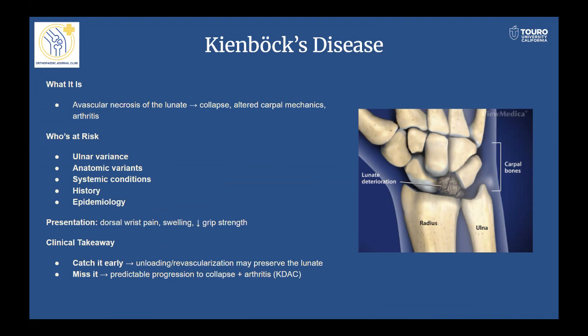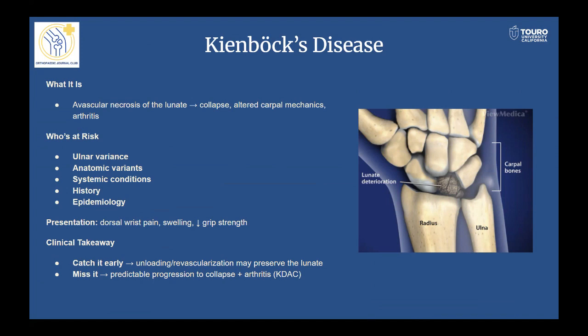Others include those with lupus or systemic conditions, history of wrist fractures or trauma, and people who are Caucasian are more likely to get this disease. However, male versus female, there's not really any difference.